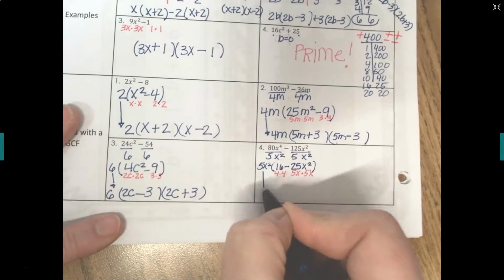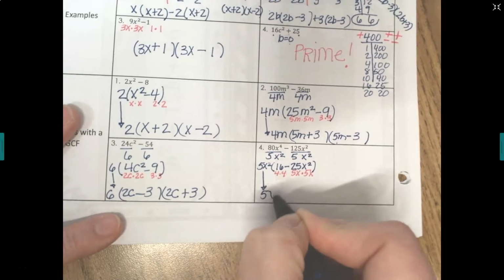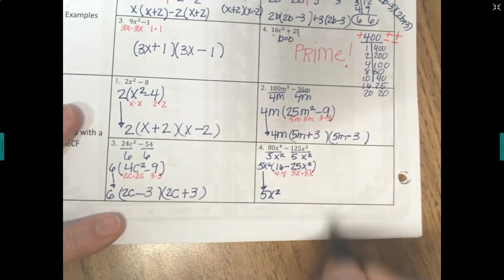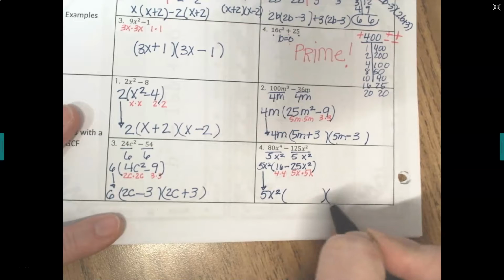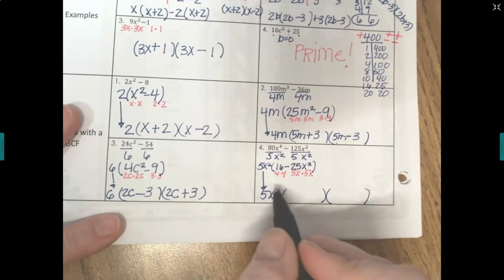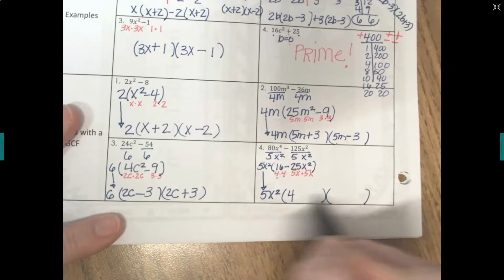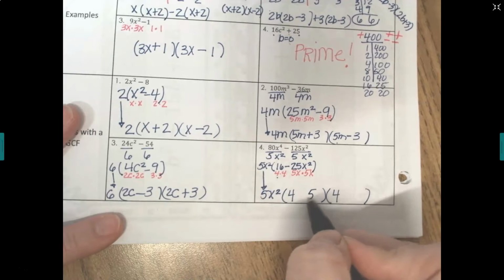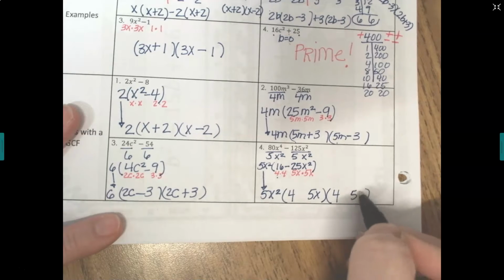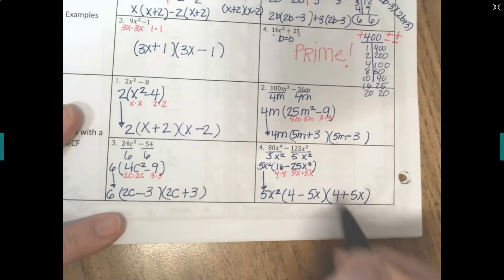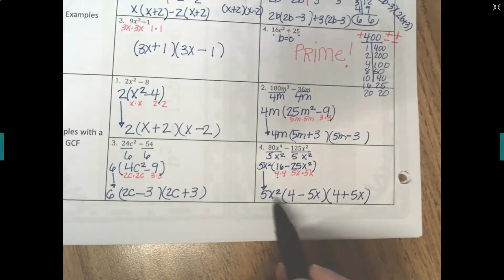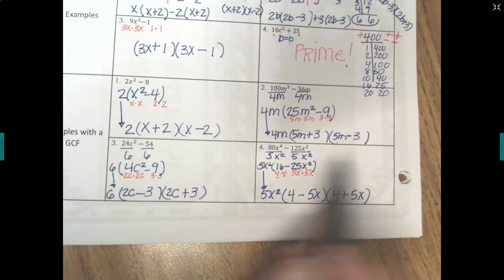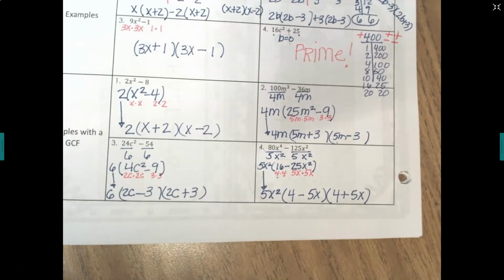So our GCF was 5x squared. And then we have two 4's, and they come first in the parenthesis. And then we have two 5x's. They come second. Make one positive, one negative. And this, if we multiplied it all the way back together, will take us right back to where we started.